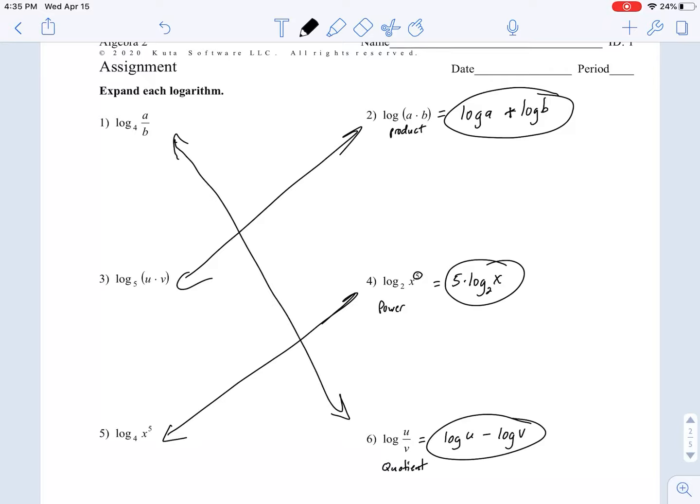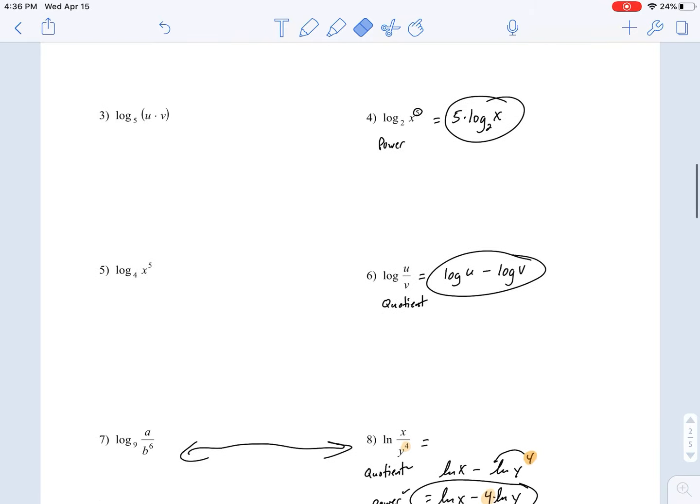So, yeah, take it for what it's worth. Use the notes to help you for sure.